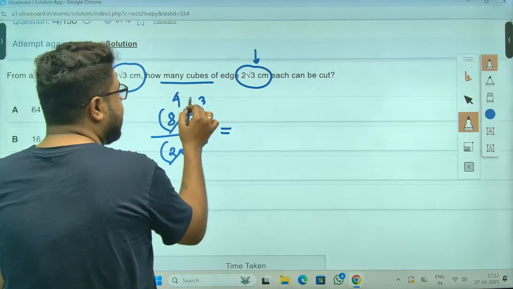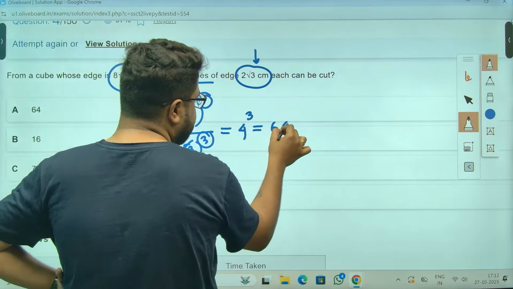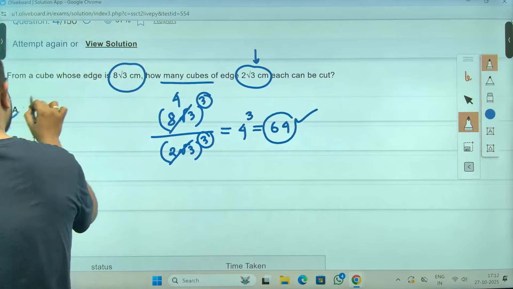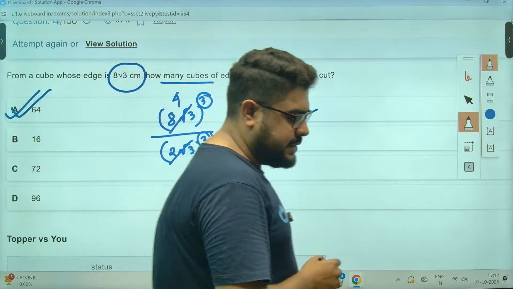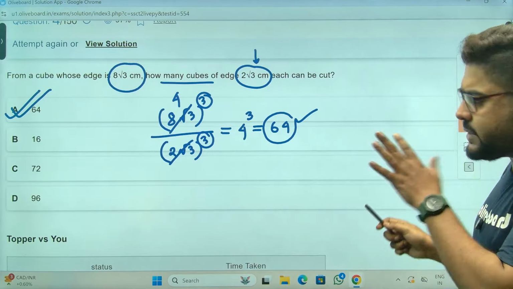So ultimately, my answer will be, there is a cube. So the answer will be 4 cube, which is 64, sir. So option number A, 64 is most definitely my correct answer. You see, again, very simple stuff. Not difficult at all.